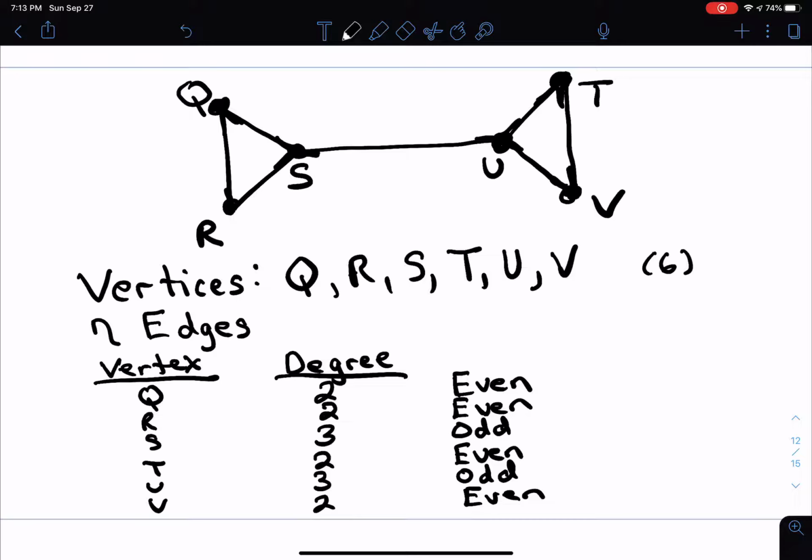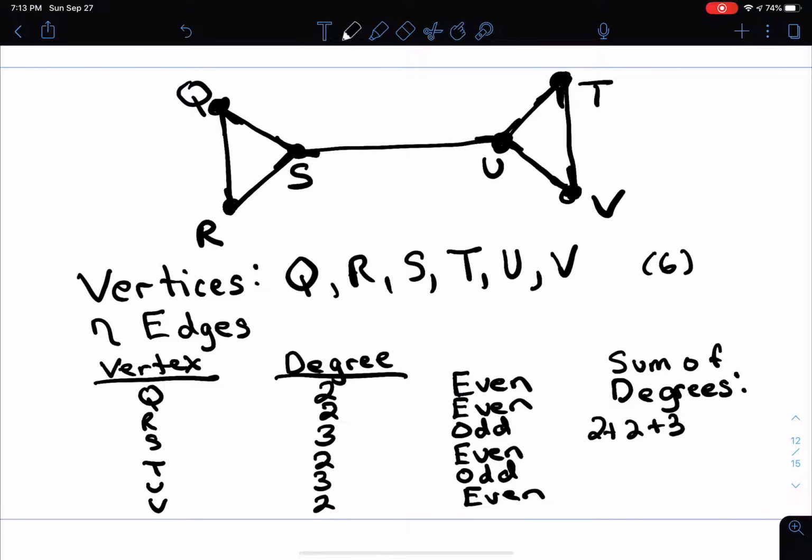So for this graph, if we add up all the degrees, we should expect it to be 14 because there's 7 edges. We got 2 plus 2 plus 3 plus 2 plus 3 plus 2. That's 14, yep, which is twice the 7 edges. So that makes sense. That adds up correctly.